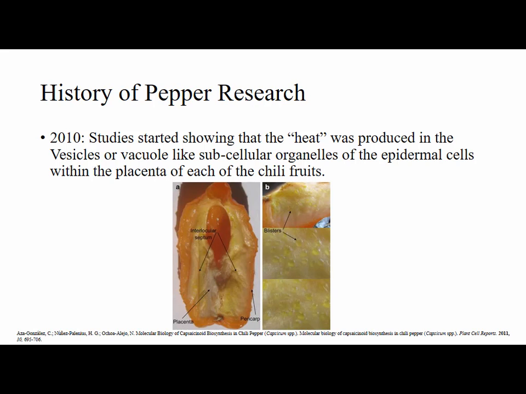That's a lot to take in, so I have this lovely picture for you. Here is our interlocular septum, and our placental tissue is right in here. Here's a close-up of this, and as you can see here, there are these small blisters, and within these blisters is where the capsaicinoids are actually produced.